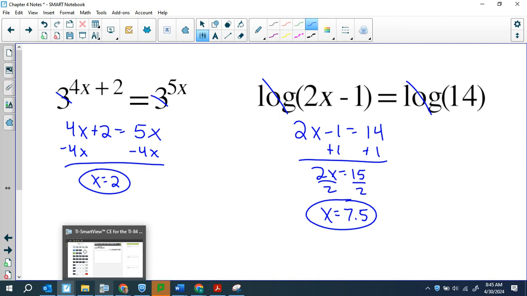So that right one is the simplest thing that we would do today, but we're using that same idea throughout the day, where if you have logs on each side, same base, those logs cancel, you can just set what's inside the parentheses equal to each other.